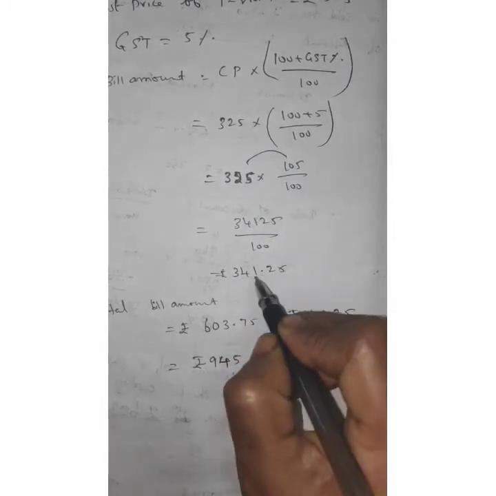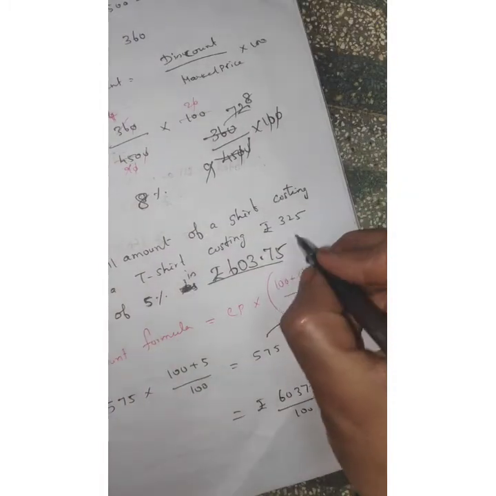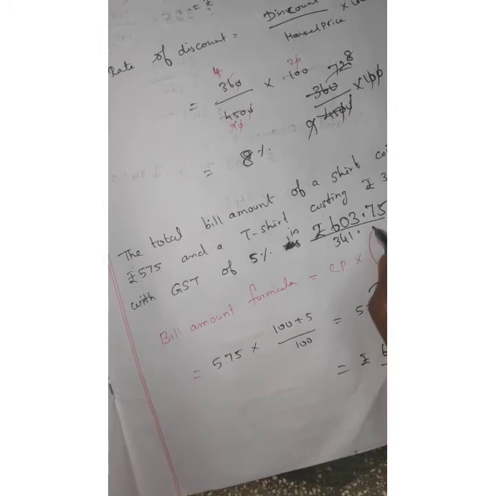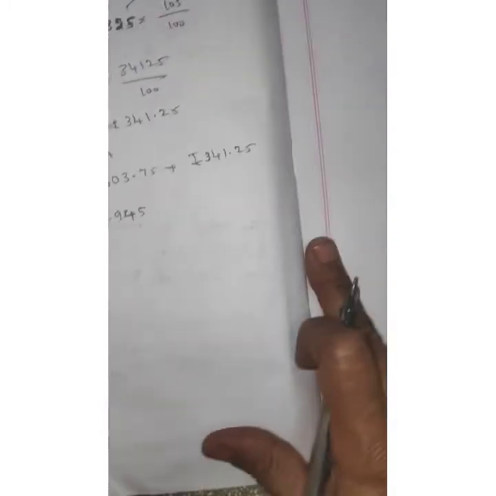Cancel two zeros and put the point: 341.25. Here you write 341 point 25. These two also add and write the answer, equal to 945.